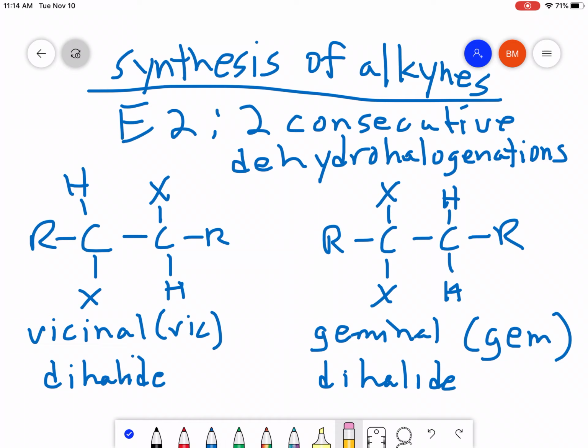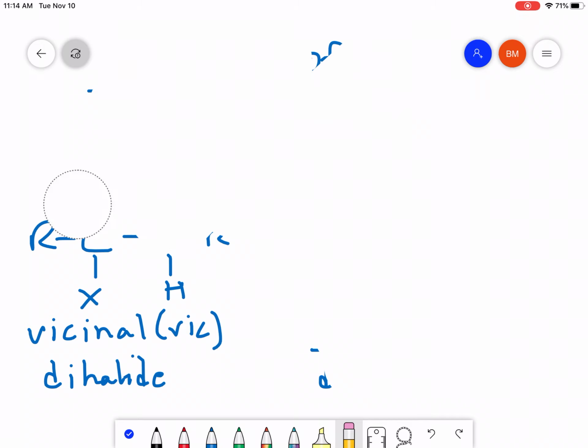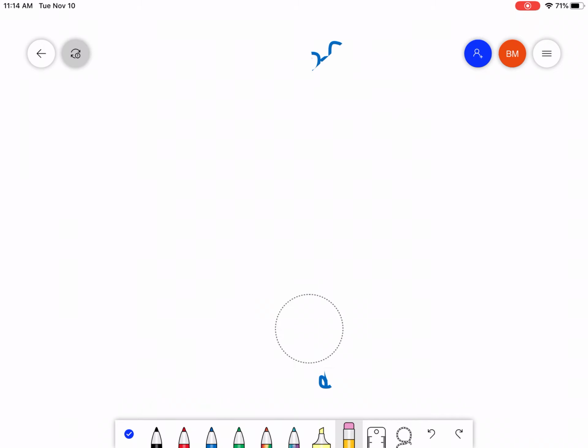You need those. You're also going to need a base for this. And when you're doing something like this, you don't just use any type of base. You've got to have something really, really strong. There's two types of bases that are commonly used here. One is the amide ion, NH2-, and from a salt, you can get it from NaNH2 or KNH2.